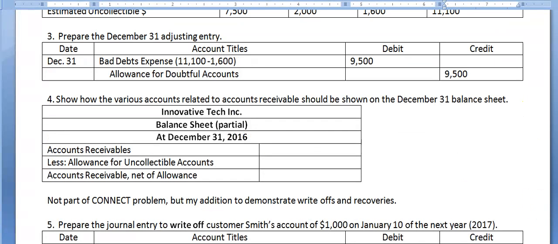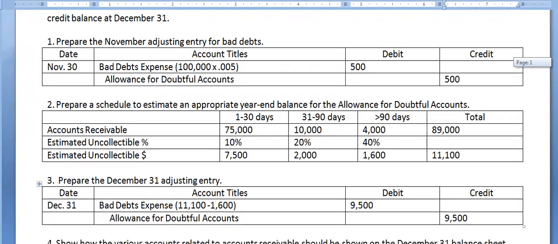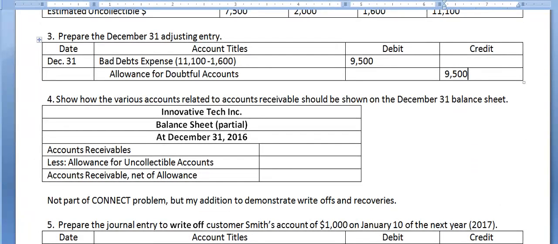Now we've just demonstrated the two methods to calculate the amount for the bad debt expense adjusting entry. This company uses one method during the year called the percent of credit sales method, and then at year end they switch to the aging method. A company could use one or the other, or as in this case, both. Now at year end on the balance sheet, we have a partial balance sheet here showing just the receivables.